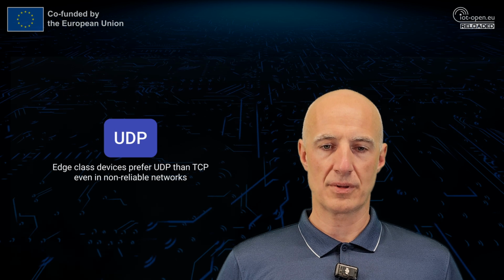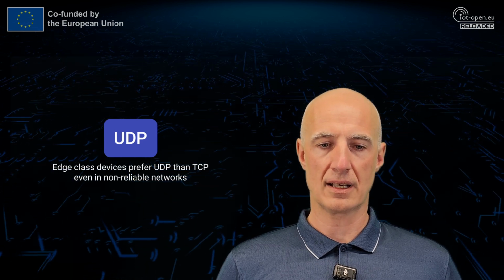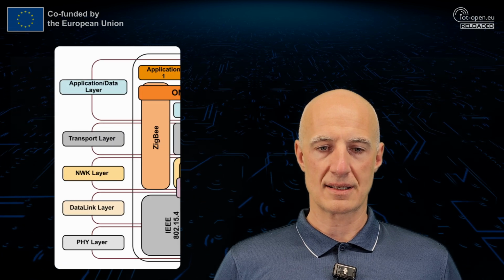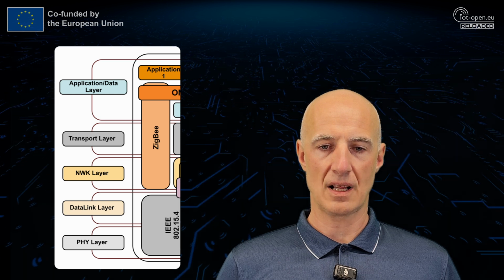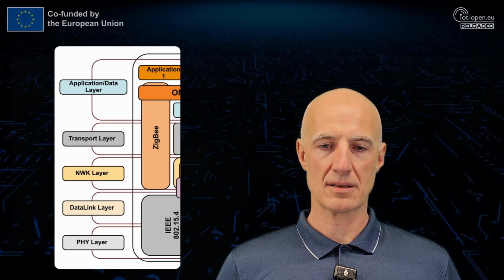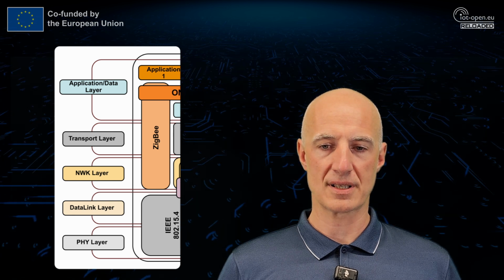UDP is lightweight compared to TCP and is a common choice for IoT networks, particularly those connecting end-node edge-class devices, because of the constrained resources in IoT devices. UDP is also more energy efficient. Some IoT protocols, such as ZigBee, present their own implementation of the transport layer. Layers are merged with other layers, commonly the network layer and higher application level layers, as presented in the figure.